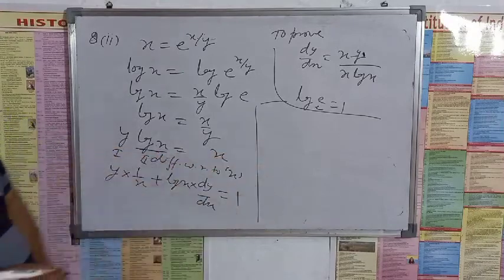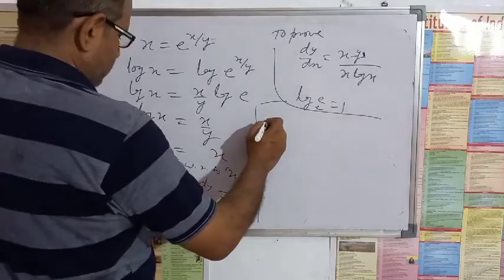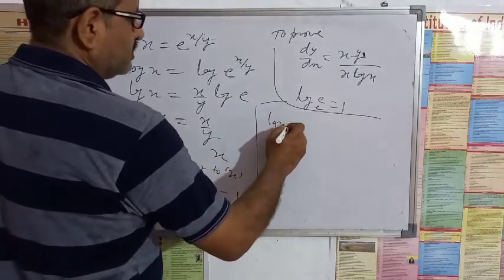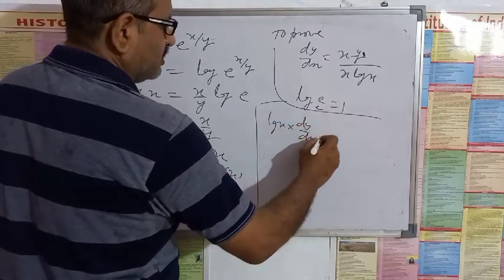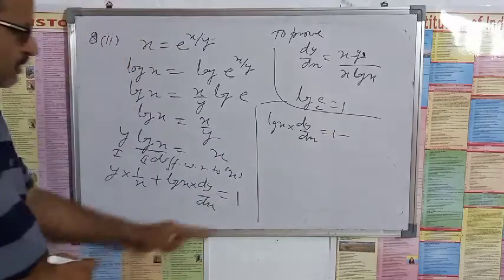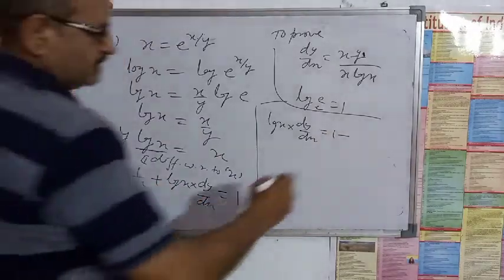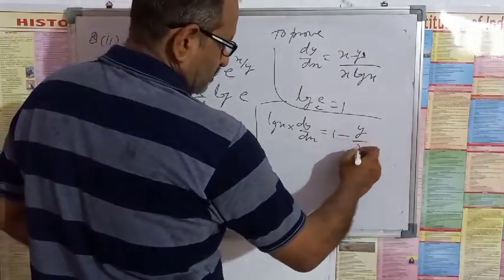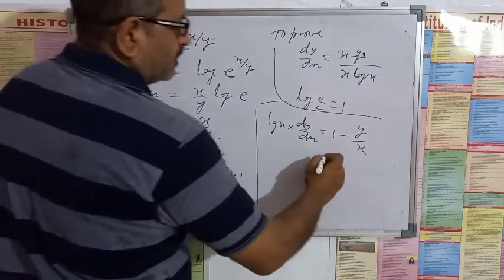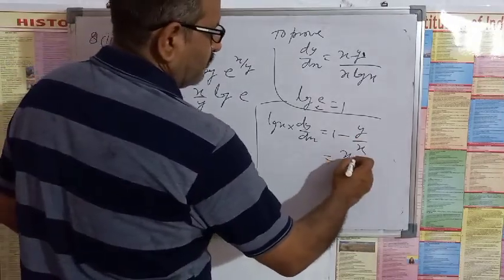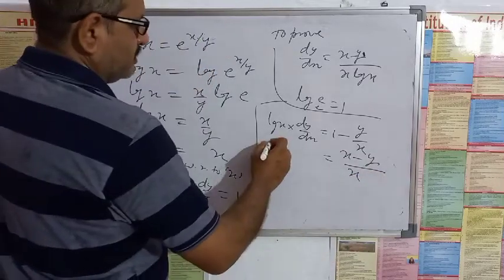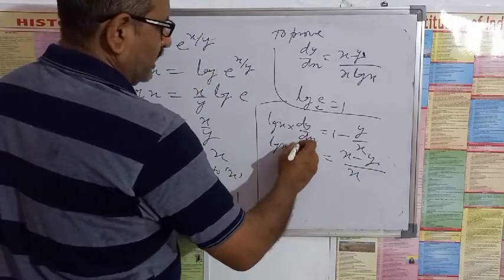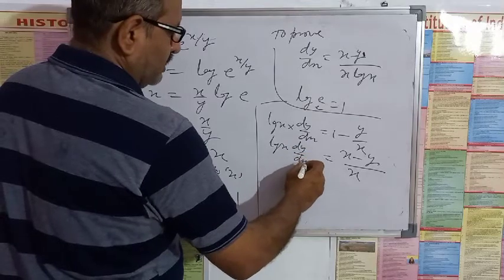Transpose y by x to the right side. So log x into dy by dx is equal to 1 minus y by x. Take LCM and simplify: x minus y upon x. So it is log x dy by dx.